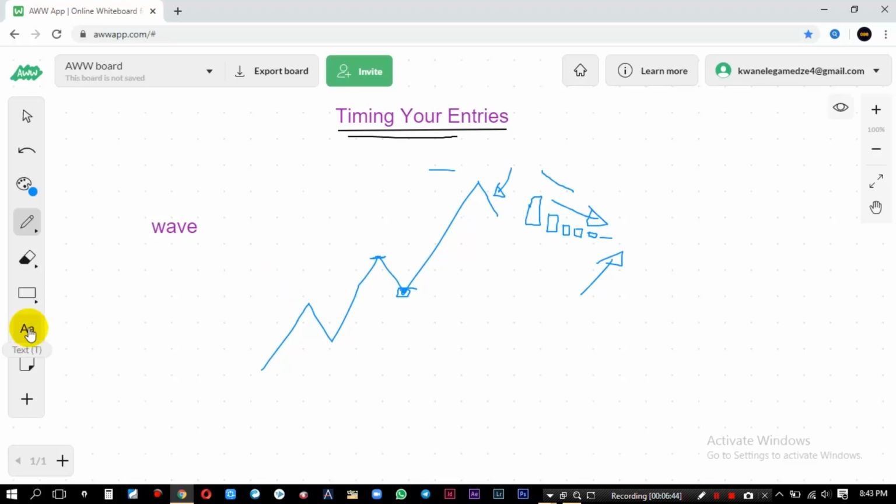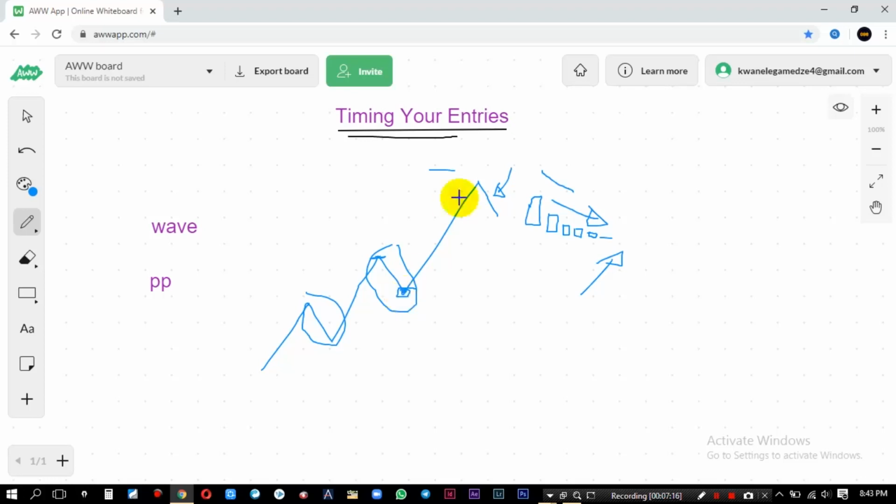So the other thing that you need to consider when you are looking for entries is the price pattern. The price pattern in the corrective wave, because you are looking forward to take the price from the sellers. You are looking forward to buy from the sellers.